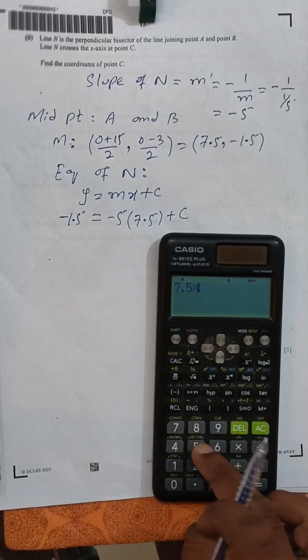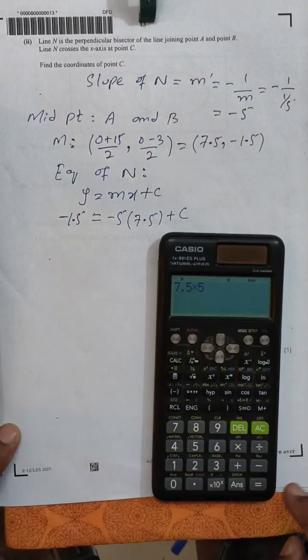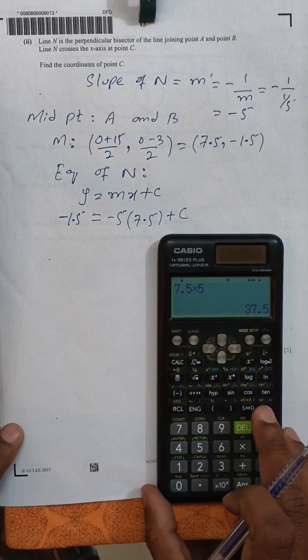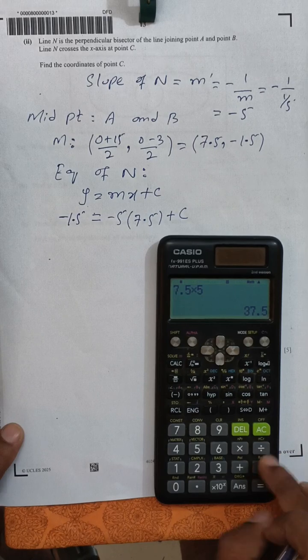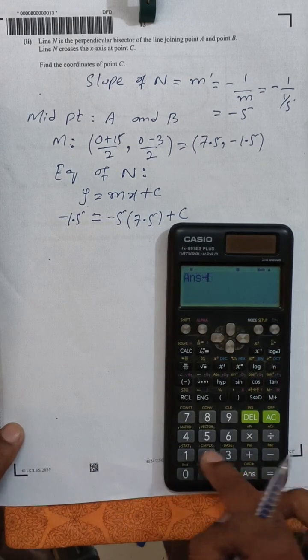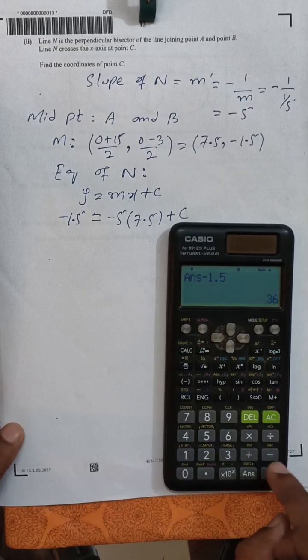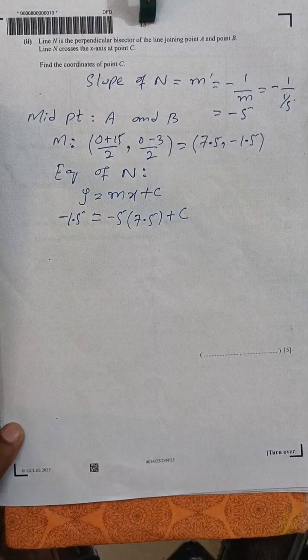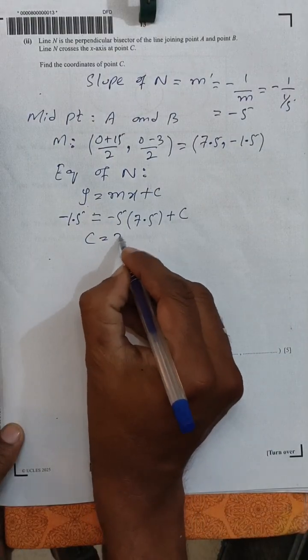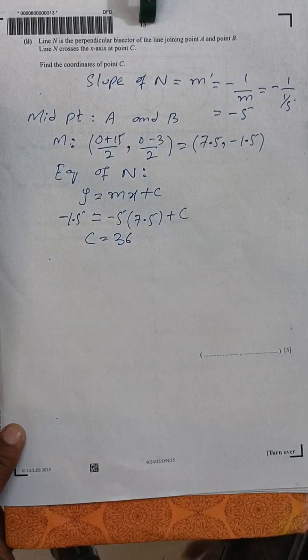7.5 multiplied by 5 is 37.5. So now 37.5 will become positive here. So minus 1.5 plus 37.5 is 36. So c is 36. Y intercept is 36. So the equation of the line is this one.